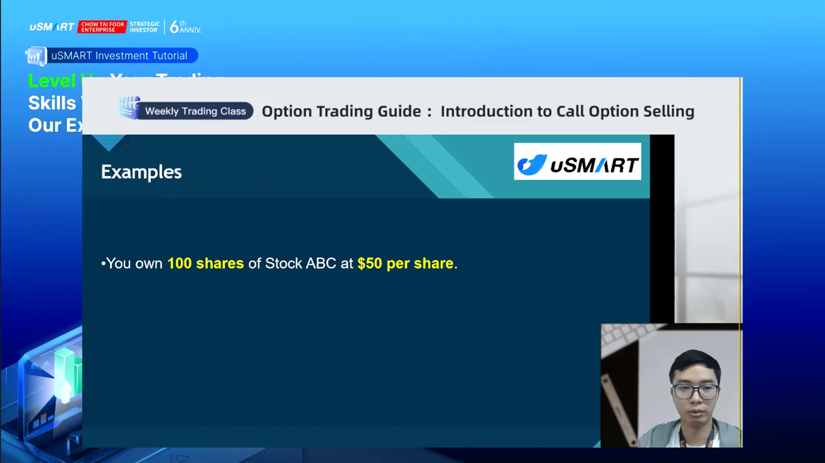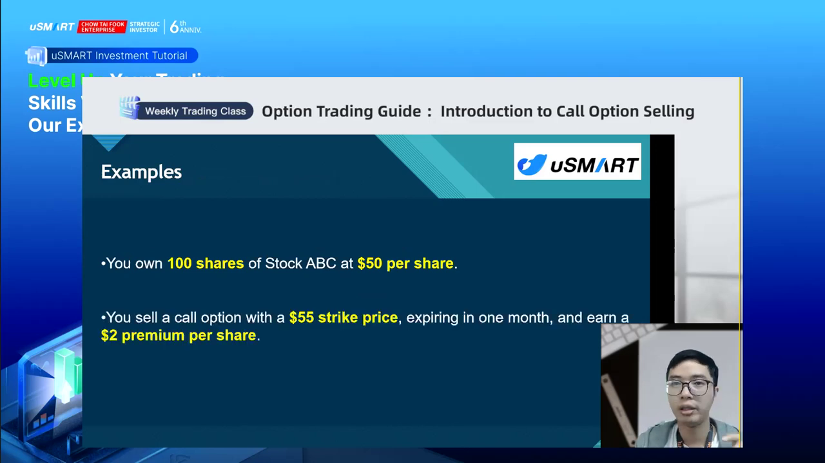These are examples I mentioned just now. So I will just share it again, in order for you all to get a better understanding. So I write it out. In selling covered calls, you own 100 shares of stock ABC at $50 per share. Then you sell a call option with a strike price of 55. Since you bought 100 shares at $50, you wanted to sell it at $55. So in between, you can actually sell the call option at a strike price of 55.